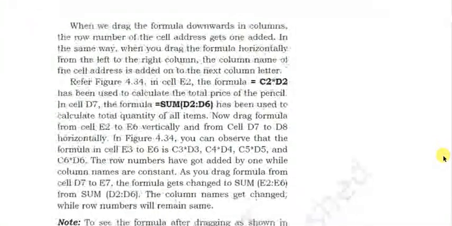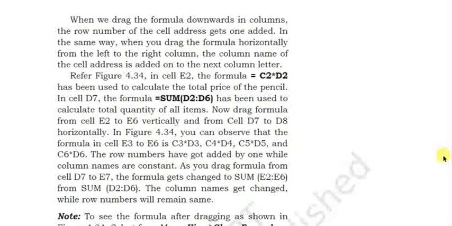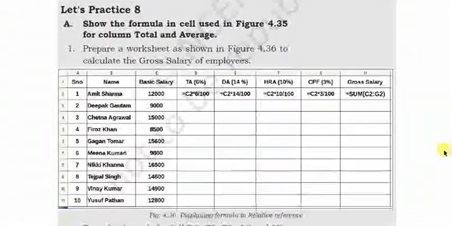When we drag the formula downwards in the column, the row number of the cell address gets 1 added. So if the cell is A1 and you copy it to the next row, it will be A2 and A3, and so on. Okay. And when you drag it horizontally, the column name is changed by 1. Suppose it is A4, then it will be B4, then C4, and so on. Okay. Like you see in this formula, D2 colon D6. Okay, this is cell referencing. So you should try it.